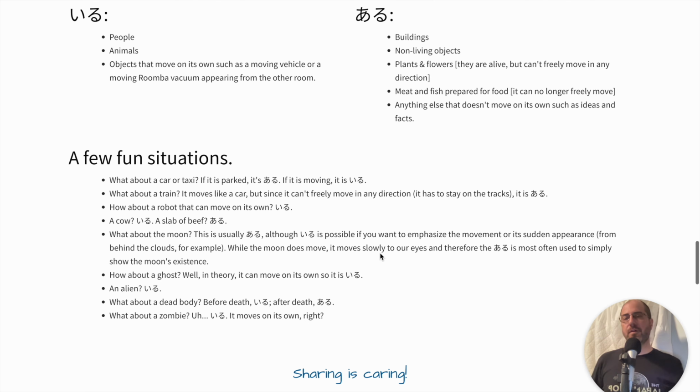So here are a few fun situations. What about a car or taxi? Well, if it's parked, it's definitely going to be aru. But if it's moving, well, it could be iru. And again, some of these situations might be different for different people. But if it's moving and it has the potential to move in many different directions, then a lot of people will say iru. Well, what about a train? It moves like a car, but since it can't freely move in any direction, it has to stay on the tracks. It's aru.